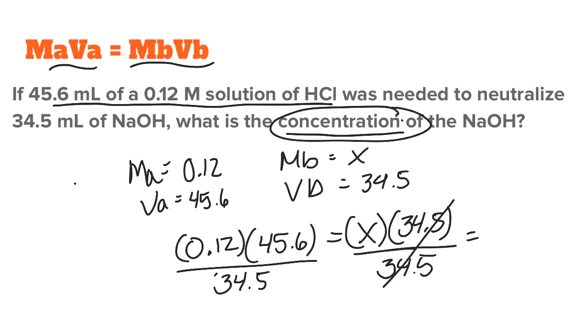So if we go ahead and plug and chug, we're essentially multiplying 0.12 by 45.6. That answer is getting divided by 34.5. And if we plug and chug that into our calculator, we're going to get 0.16 if we round to 2 decimal spots. And it wants to know concentration. Concentration is molarity, so I'm going to label this with a capital M. So that is my answer to that problem.